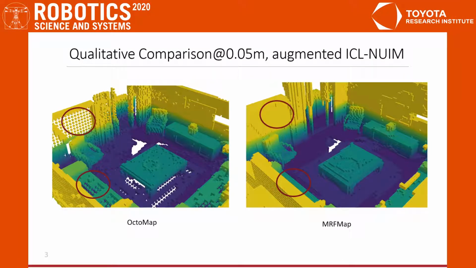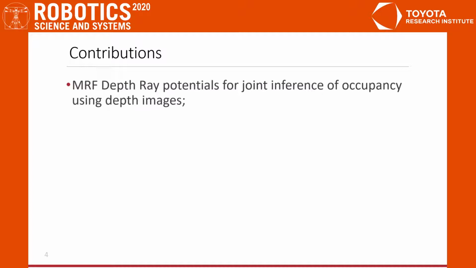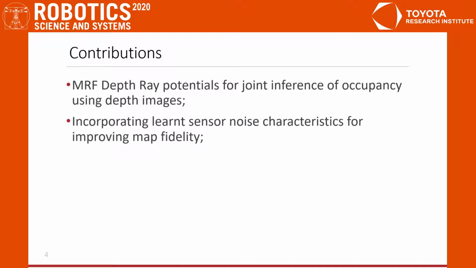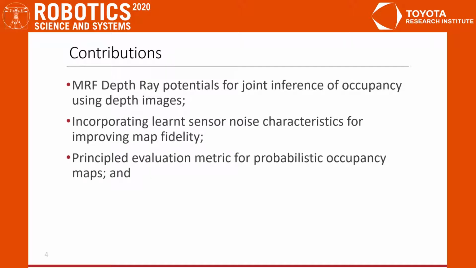So here's a qualitative comparison at 5 centimeters on the noisy augmented ICL NUIM dataset. As you can see on the OctoMap on the left, glancing rays along the walls and along the sofa lead to empty voxels. In addition, surfaces appear to be more noisy in general than the equivalent MRF map on the right. So our contributions in this work are MRF depth ray potentials for joint inference of occupancy, incorporating learned sensor noise characteristics within this framework, a principled evaluation metric for probabilistic occupancy maps, and an open source real-time GPU implementation.